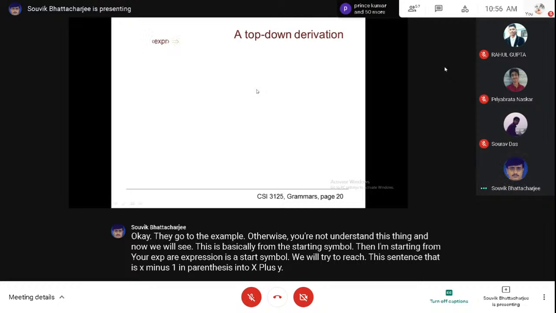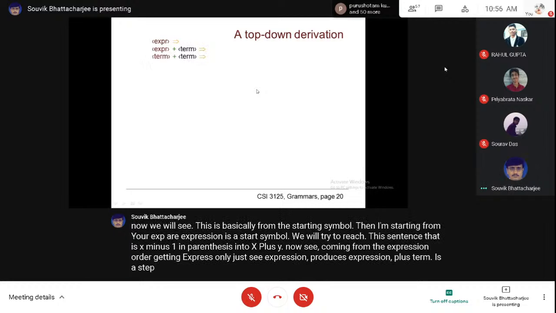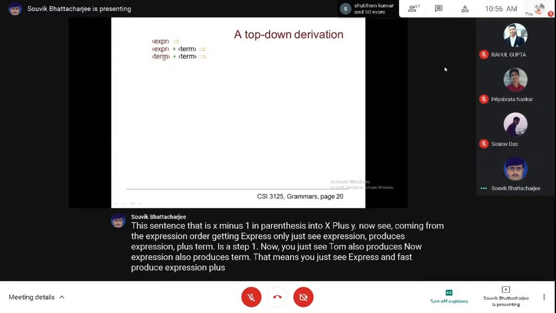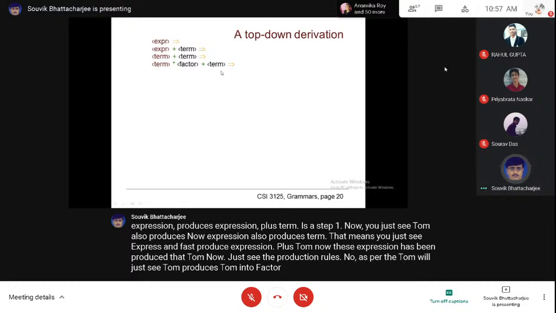Now see, starting from the expression, what are you getting? Expression produces expression plus term. This is step 1. Now expression also produces term. That means expression first produces expression plus term, and now this expression has been replaced with the term. Now as per the production rules, term produces term into factor, plus term.